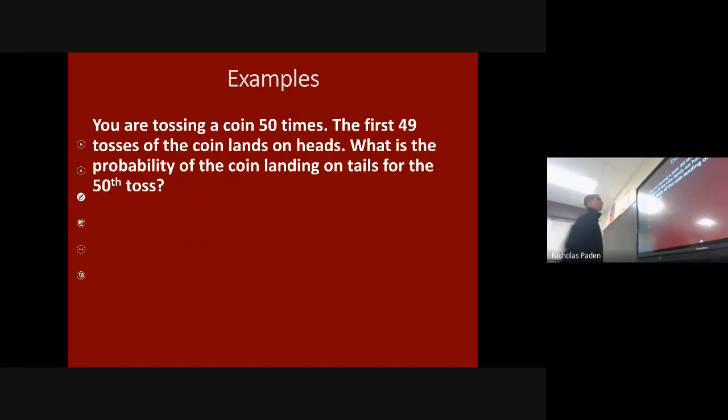The last question I want us to look at is this one. You are tossing a coin 50 times. The first 49 times land on heads. So what's the probability of the coin landing on tails for the 50th toss? So the 50th time you toss it, what are the chances that you land on tails? Take a second, come up with this probability.